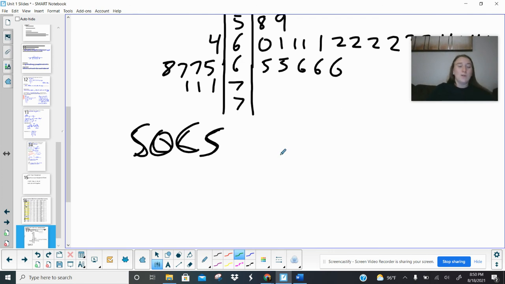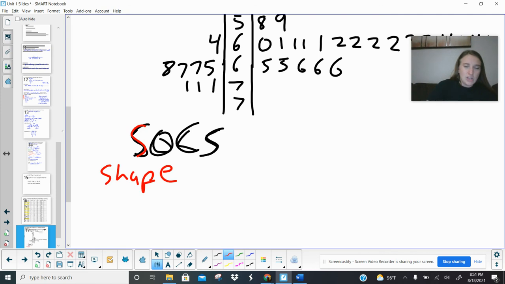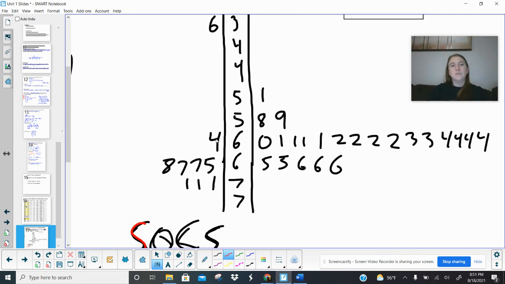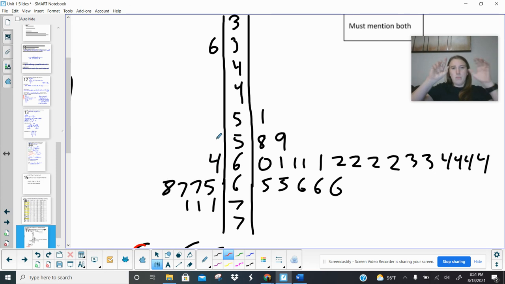So for SOCS, once again, we have our first letter S standing for shape. Now it's kind of hard to tell shape when we're looking at these stem plots, especially because depending on the way you're looking at it, it doesn't quite line up with how we're used to looking at data, i.e. increasing from left to right.